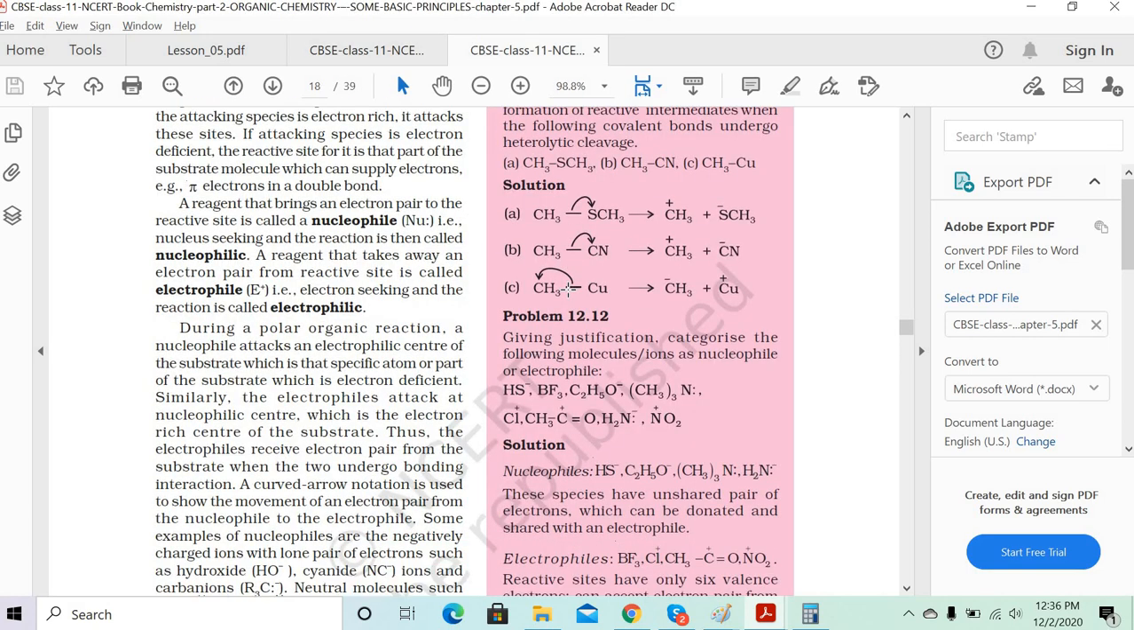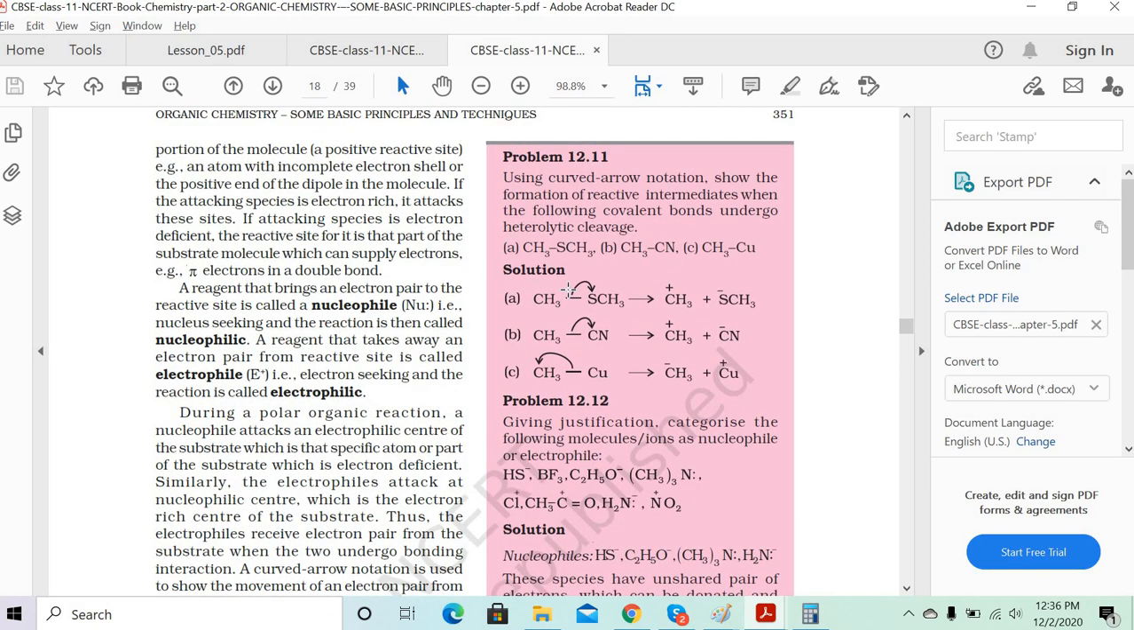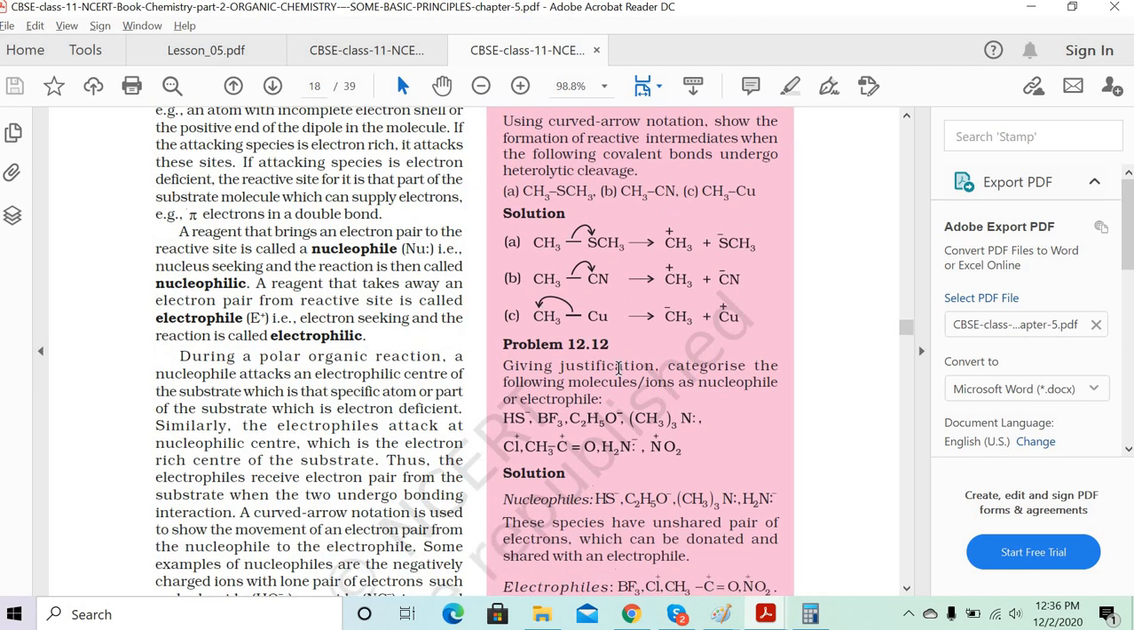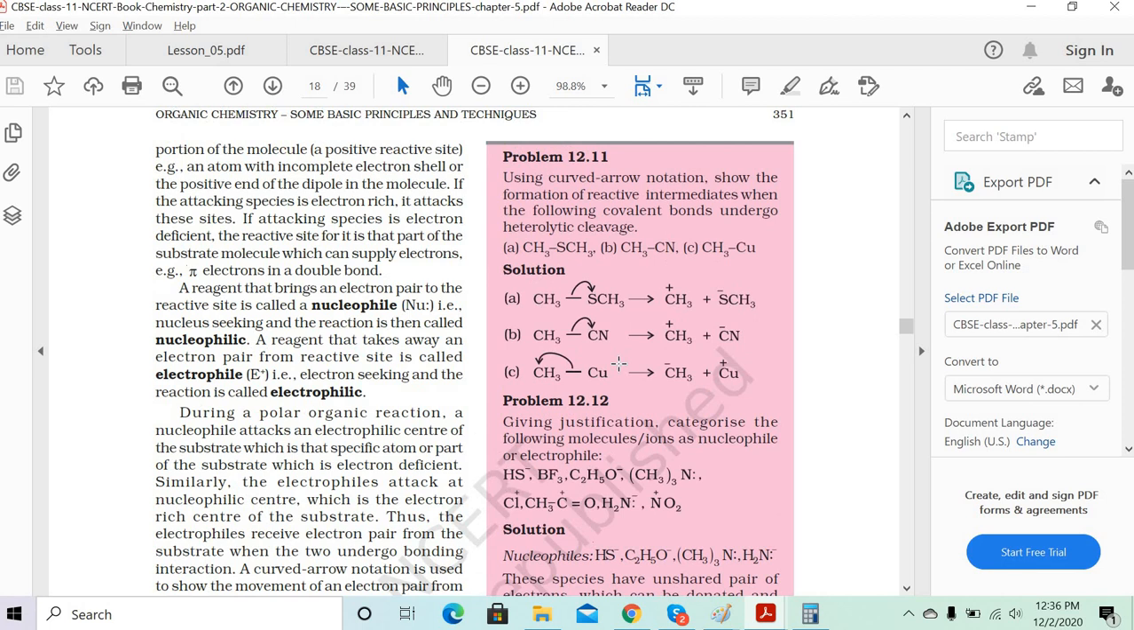Okay, we are done with this part. 12.11, 12.12, also clear this part? Yeah, the first one is a bit confusing. The first one is confusing? Okay, no problem. Let's understand the first one, 12.11, A part, right?